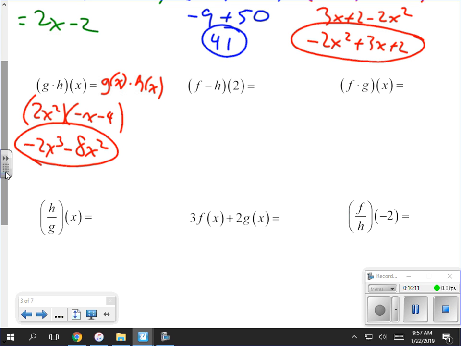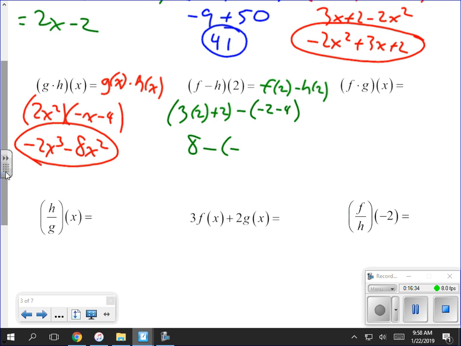F minus h of 2. F of 2 minus h of 2. So f is 3x plus 2, so that's 3 times 2 plus 2 minus negative 2 minus 4. So this is 8 minus negative 6. 14. Yeah, I think so. Hope so.